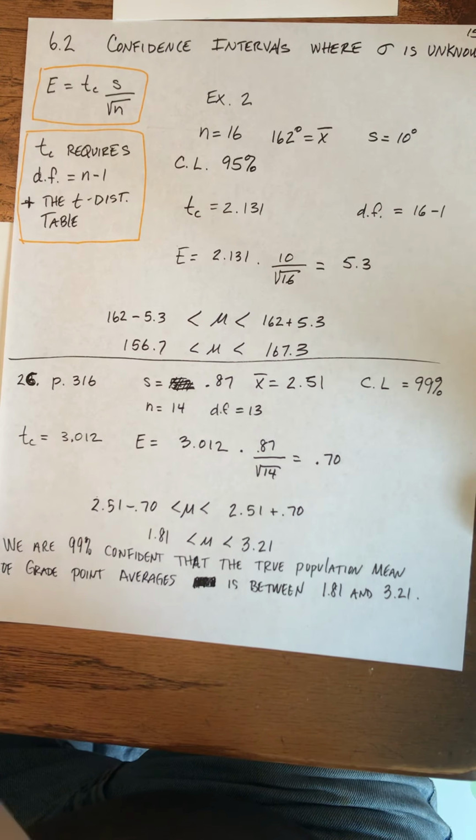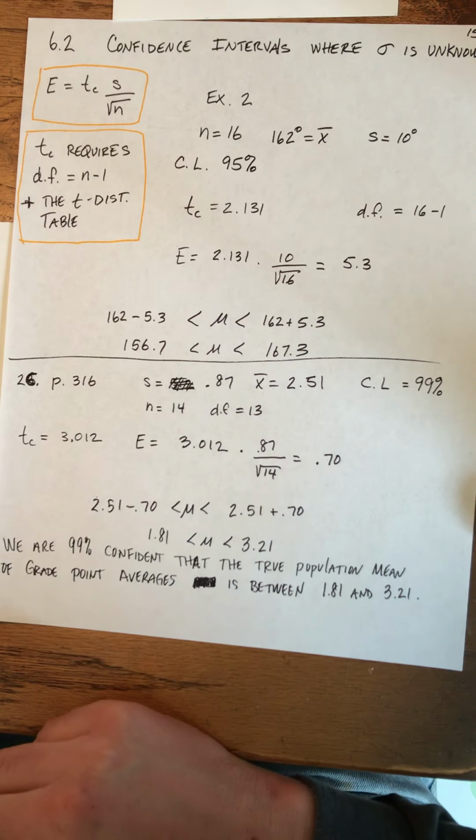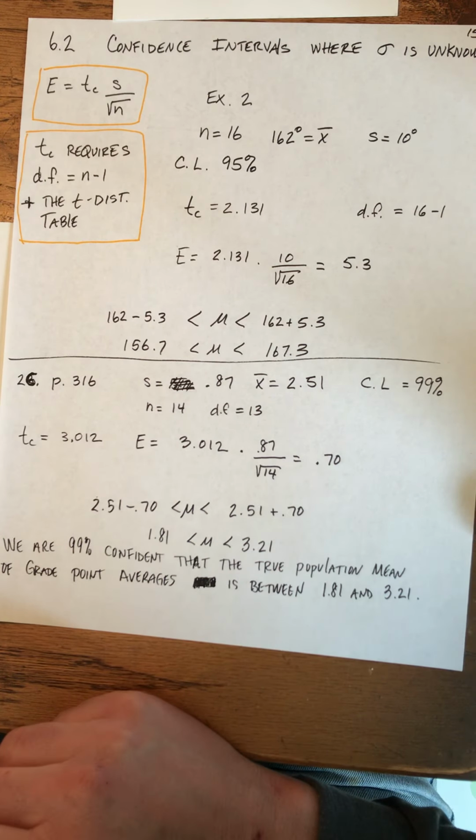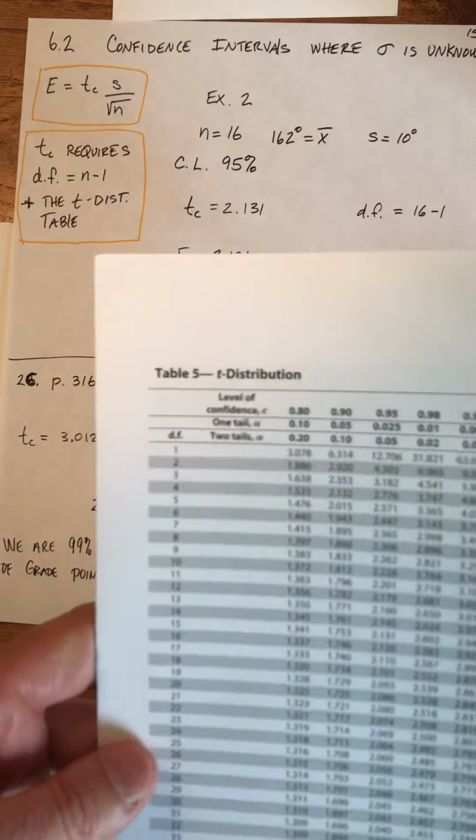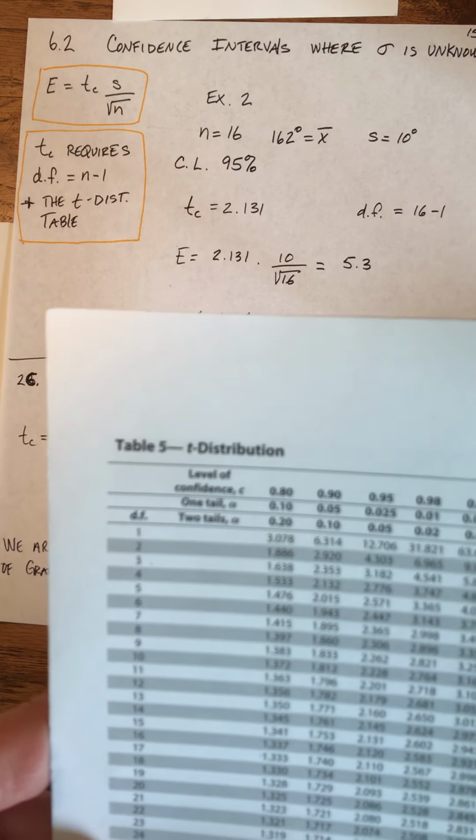So it's very important that you go through each of the examples, especially example 3. Read through that one very carefully. Example 3 is on page 313. And there's a different chart that we're going to be using. It's a t-distribution chart. It looks like this.